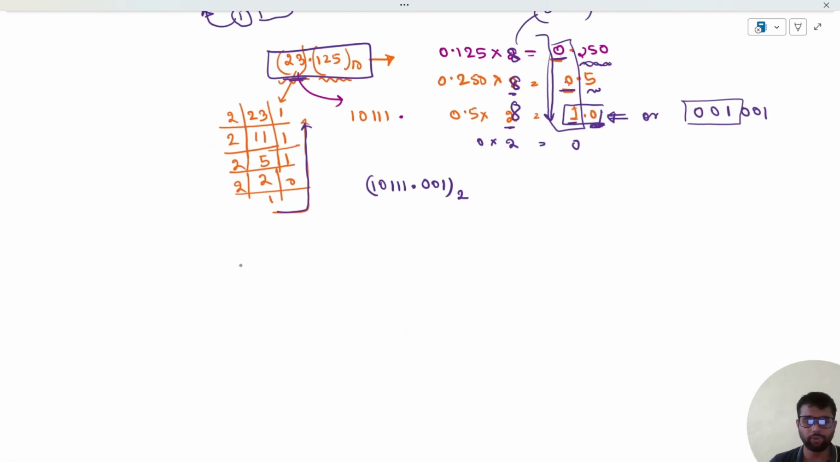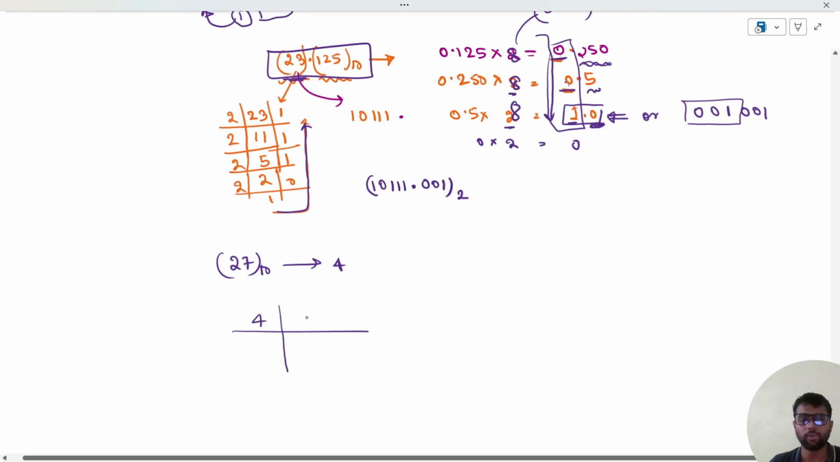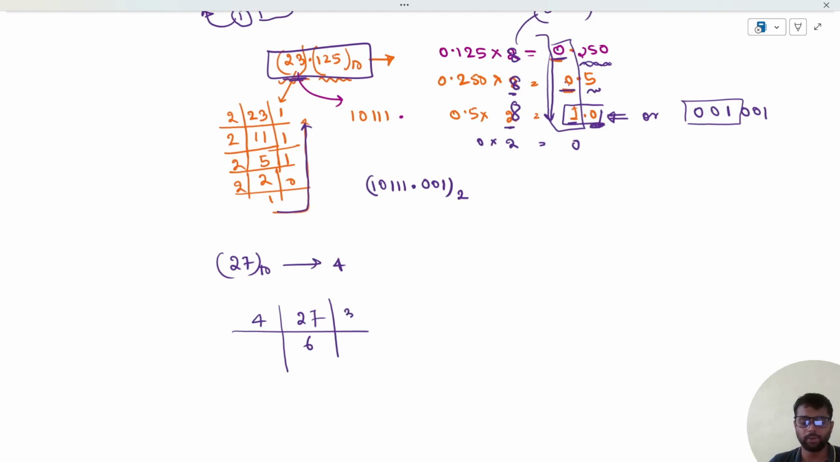Let us take a few more examples. Suppose you want to convert 27 base 10 to a number system with base 4. Again, we will take base 4 over here, 27 over here. We have 6 4s are 24, remainder will be 3.